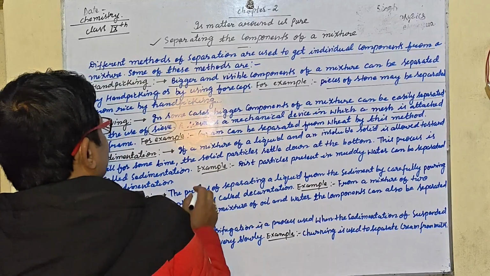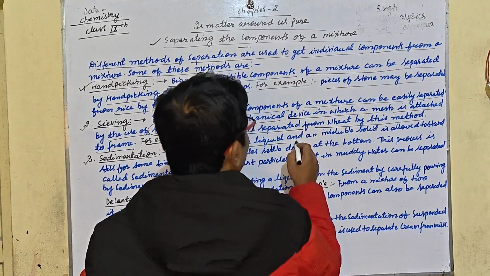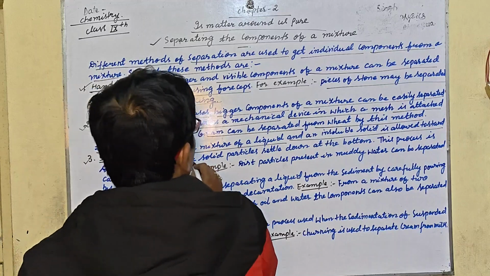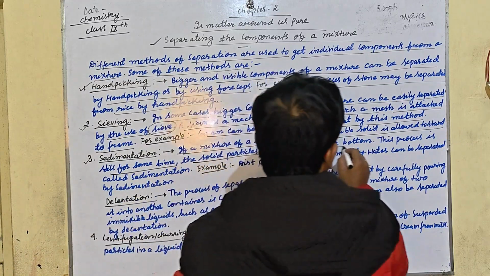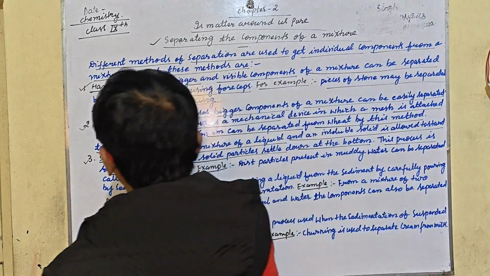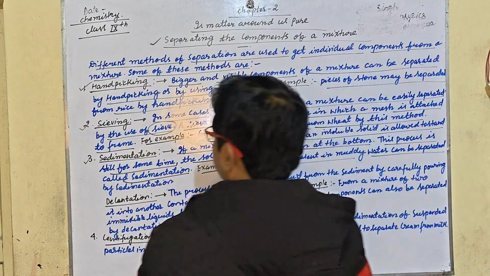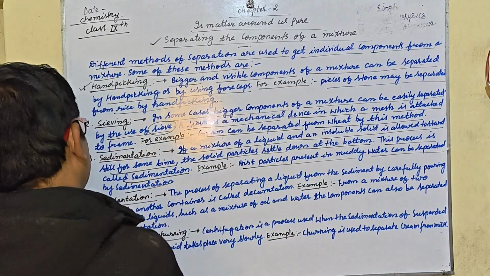Third is sedimentation. If a mixture of a liquid and an insoluble solid is allowed to stand still for some time, the solid particles settle down at the bottom. This process is called sedimentation. For example, dirt particles present in muddy water can be separated by sedimentation.